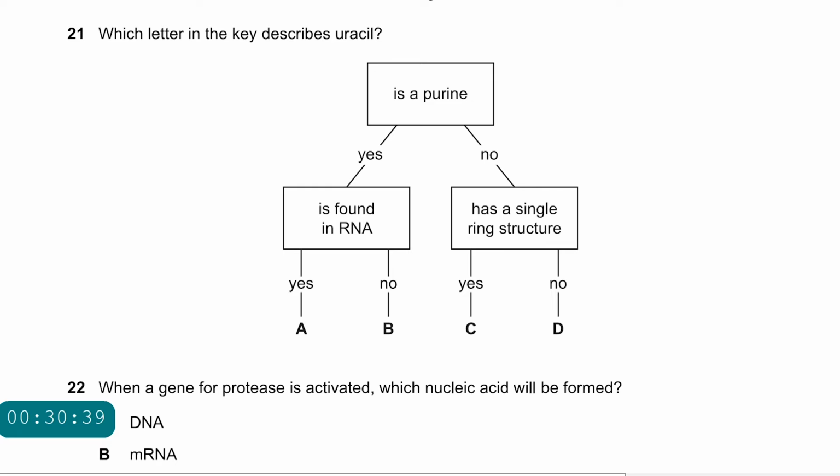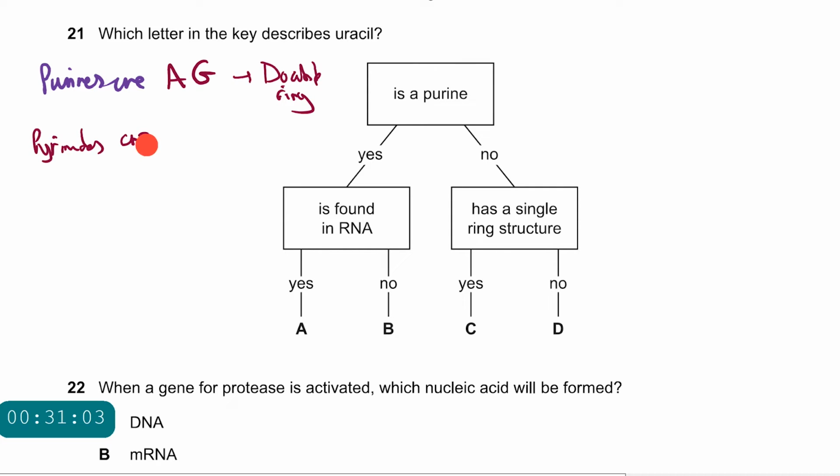21. Which letter in the key describes uracil? So, let's just make things clear. Purines are A and G, adenine and guanine, which is a double ringed structure. So, double ringed. However, pyrimidines are C, U, and T: cytosine, uracil, and thymine, which is a single ring. That's how you should memorize it.